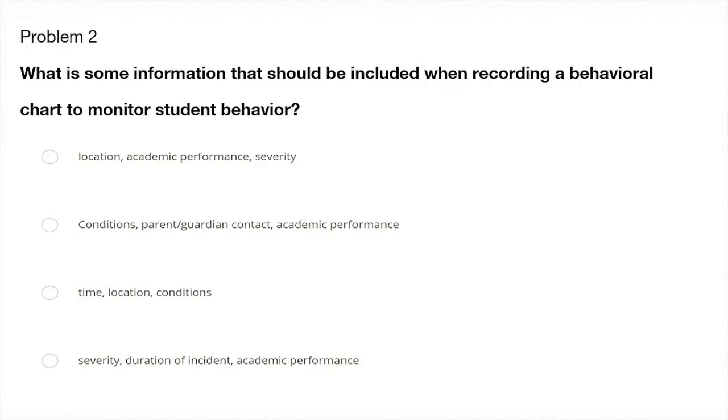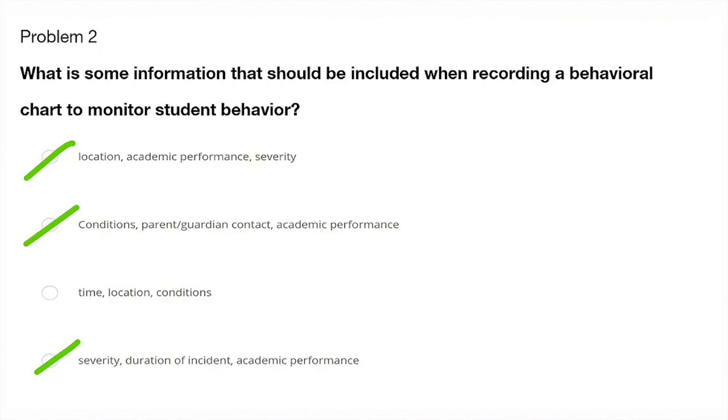Let's start by eliminating the incorrect answer choices. When it comes to location, academic performance, and severity, while location and severity may be relevant, academic performance isn't typically a key detail when tracking behavior specifically. Conditions, parent-guardian contact, and academic performance. Conditions are really context-based, and they are important, but parent contact and academic performance are not primary elements for a behavior chart. Our last one here is severity, duration of incident, and academic performance.